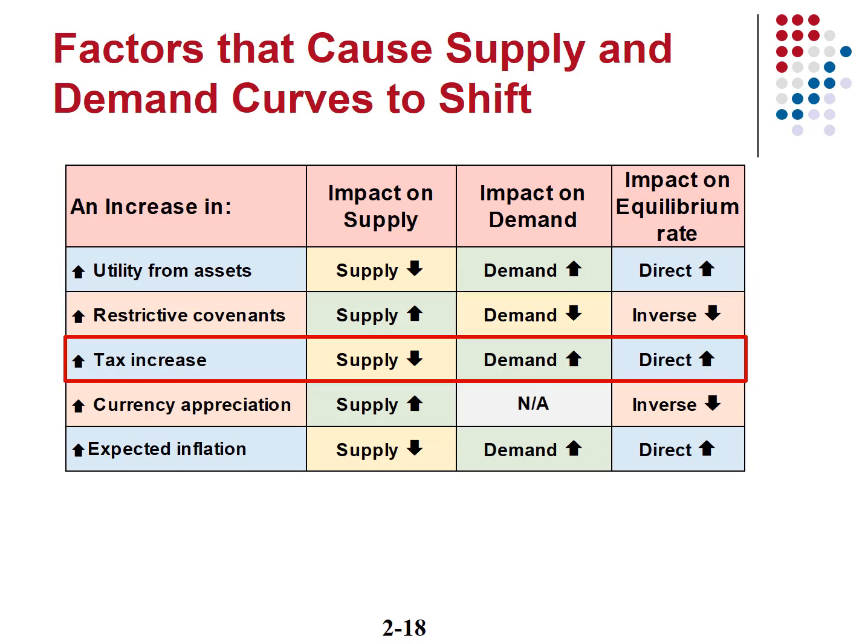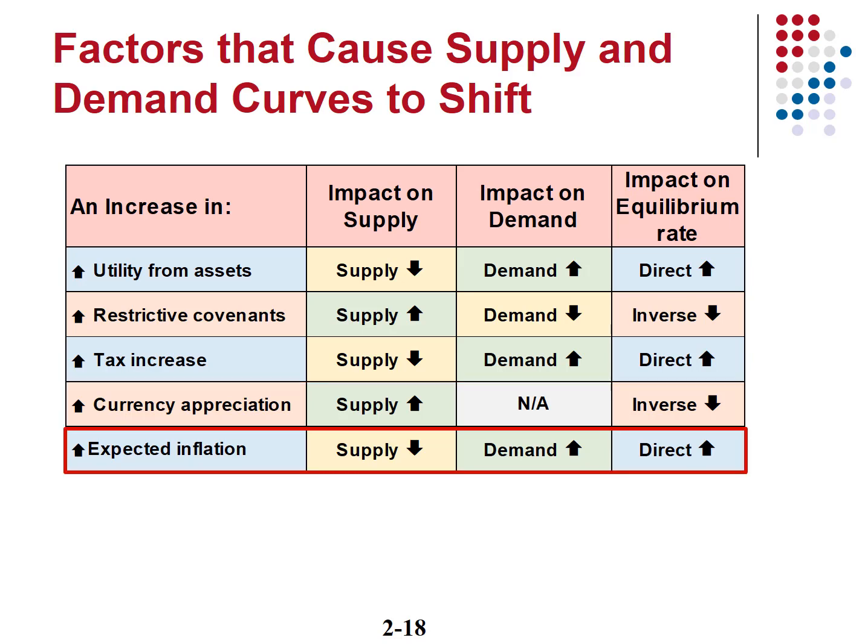An increase in taxes reduces the incentive to invest or save, but tax deductibility of interest by businesses increases demand. Foreign investors benefit from appreciation of their own currency, which would increase supply and lower domestic rates. And finally, expected inflation would decrease supply, as suppliers of funds will be repaid in dollars worth less, but borrowers would repay in dollars worth less, so demand increases and rates increase.